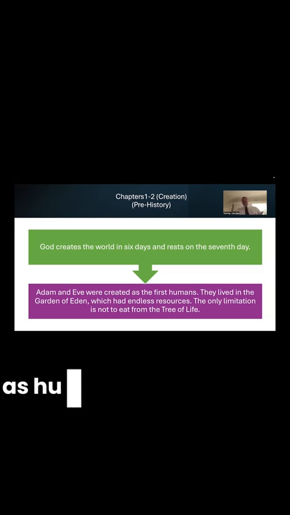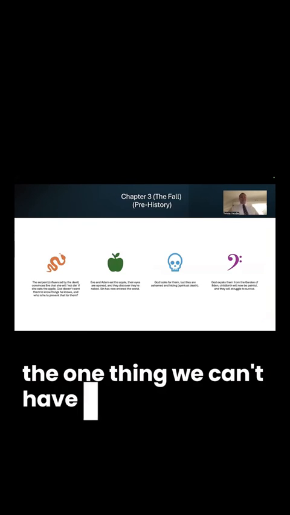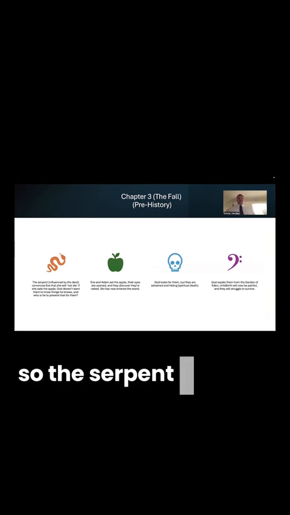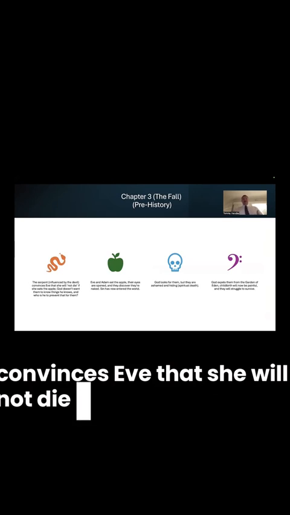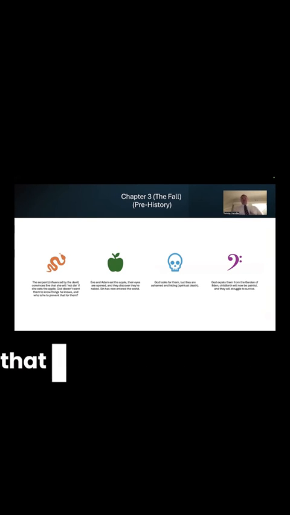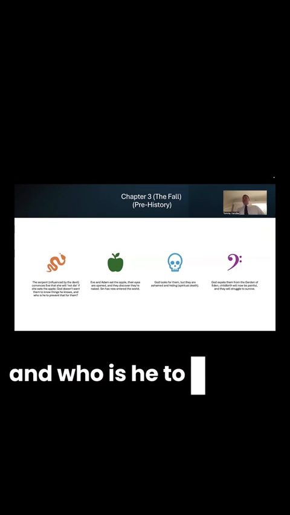So of course, as humans, what do we do? We eat the one thing. We want the one thing we can't have, right? So the serpent, which is influenced by the devil, convinces Eve that she will not die if she eats the apple. That God just doesn't want them to know things that he knows. And who is he to prevent that?